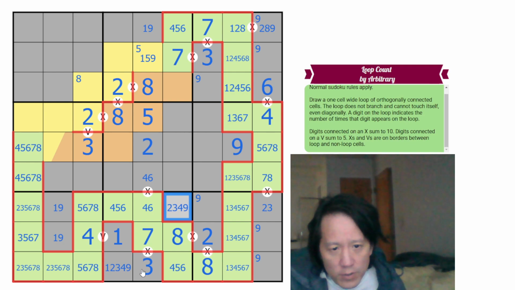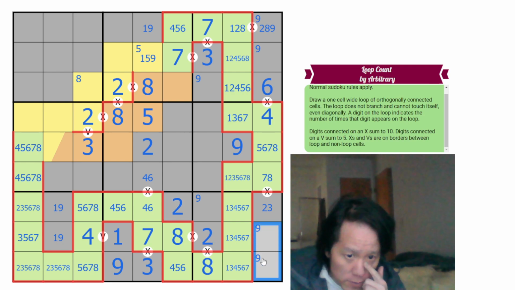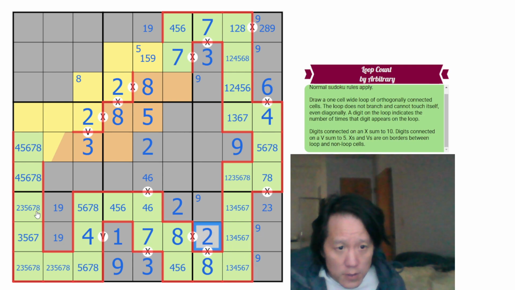This can't be 1. No 4, no 4, no 3. Obviously, this can't be 2, so this is 9. This is 2. All seems fine. This can't be 2. One of those is 2. One of these 4 is 2. We don't know which. Yeah, seems kosher.